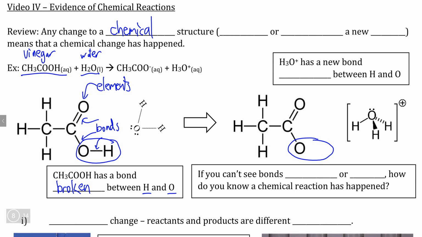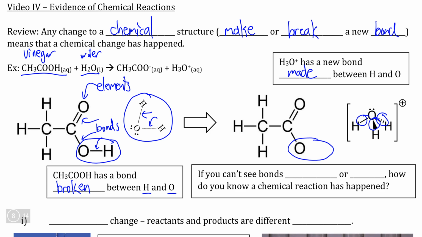Well, where exactly did this bond go? If we look at water before the reaction happened, we see that there are two bonds that hold oxygen and hydrogen together, whereas in the products, we actually see that there are three. So here, this weird-looking form of water, H3O+, has a new bond that is made between hydrogen and oxygen that wasn't there before. So from looking at the structures of the reactants and the products in this chemical reaction, we can see that we have either made a new bond, or we have broken a bond that used to be there. And whenever this happens, that means that the chemical structure of one or both of the compounds or elements in the reaction has changed from the reactants to the products.